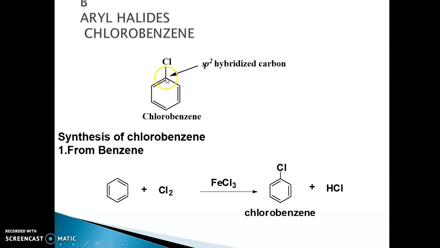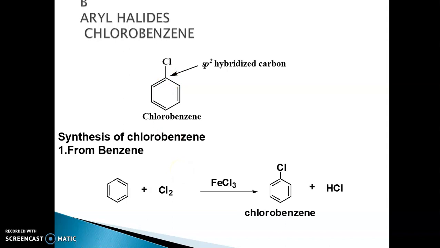So it means that this carbon atom is an sp2 hybridized carbon. In chlorobenzene, the chlorine atom is attached to this sp2 hybridized carbon atom, the same case as that of vinyl chloride. Now see the synthesis of chlorobenzene.